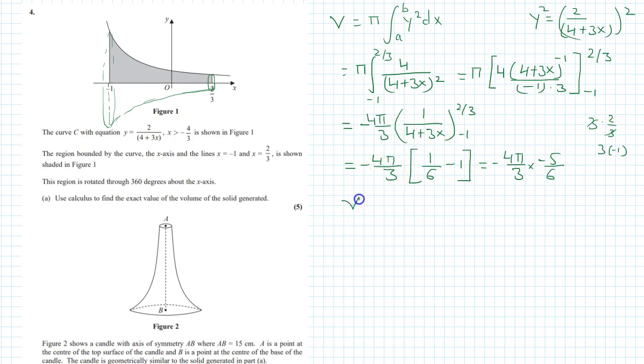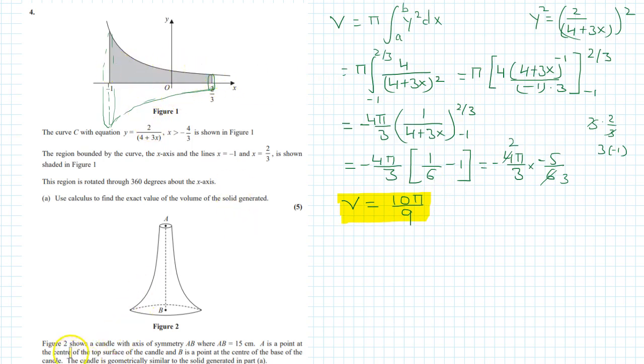So the volume will be negative negative plus, 5 times 4 is 20, we can cancel by 2, 2 times 3 and 2 times 2, so 10, that is 10 pi over 3 times 3 is 9. So that is the volume. Now this volume is of this figure.